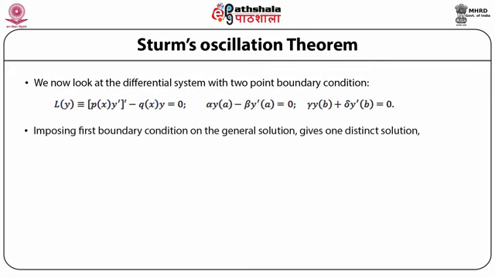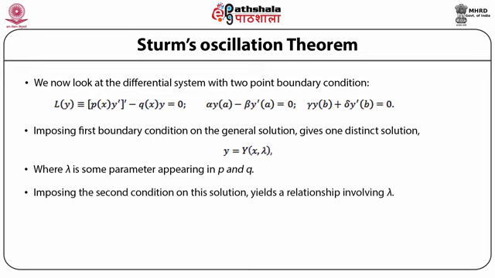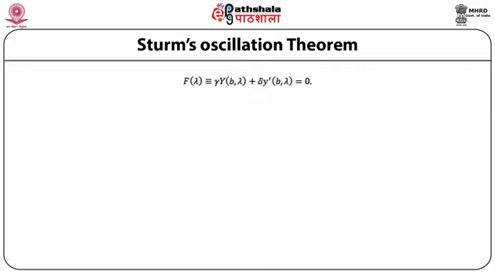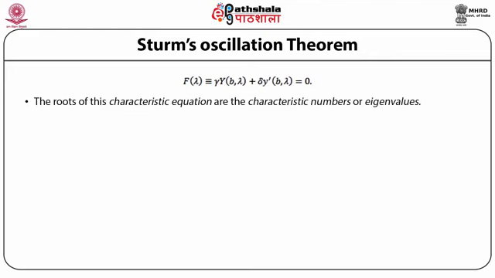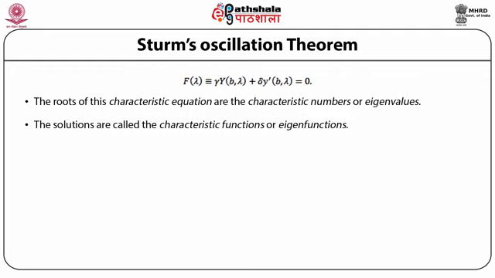When the first boundary condition is imposed on the general solution, we obtain only one distinct solution given as y is equal to a function capital Y of x and lambda, where lambda is some parameter appearing in p and q. When the second condition is also imposed on this solution, we obtain a relationship involving lambda. F of lambda is equal to gamma times capital Y of b, lambda plus delta Y prime of b, lambda, is equal to 0. The roots of this characteristic equation are the characteristic numbers or eigenvalues. These are the values of the parameter for which the two-point boundary problem has a non-trivial solution. The solutions are called the characteristic functions or eigenfunctions.